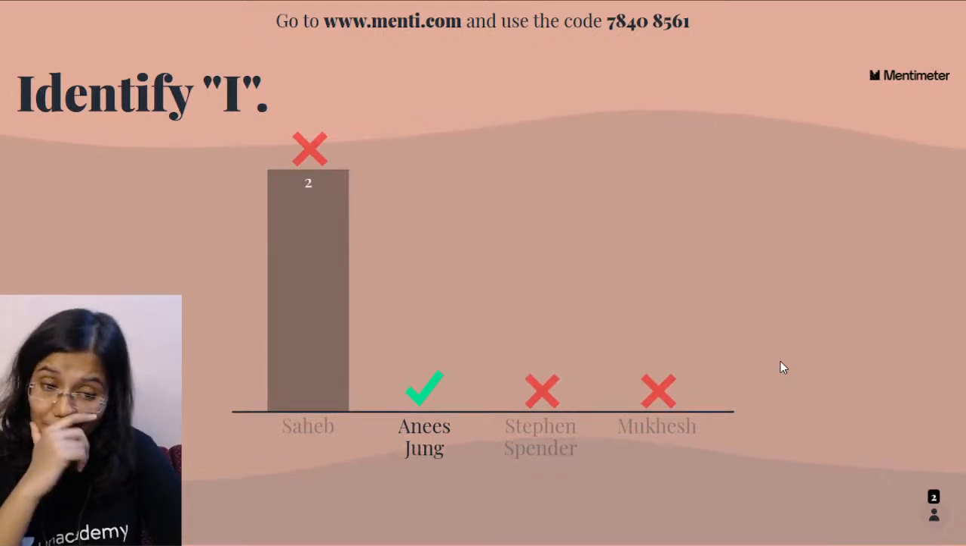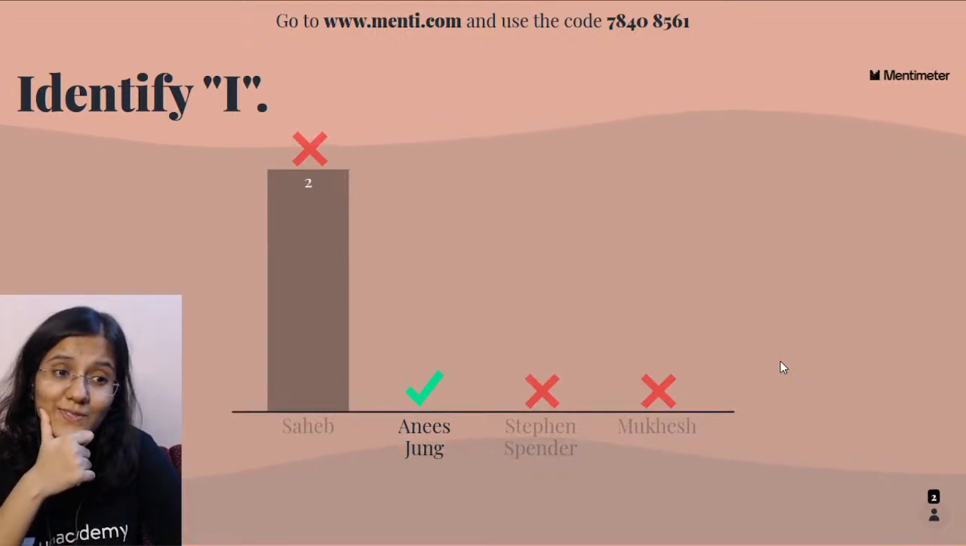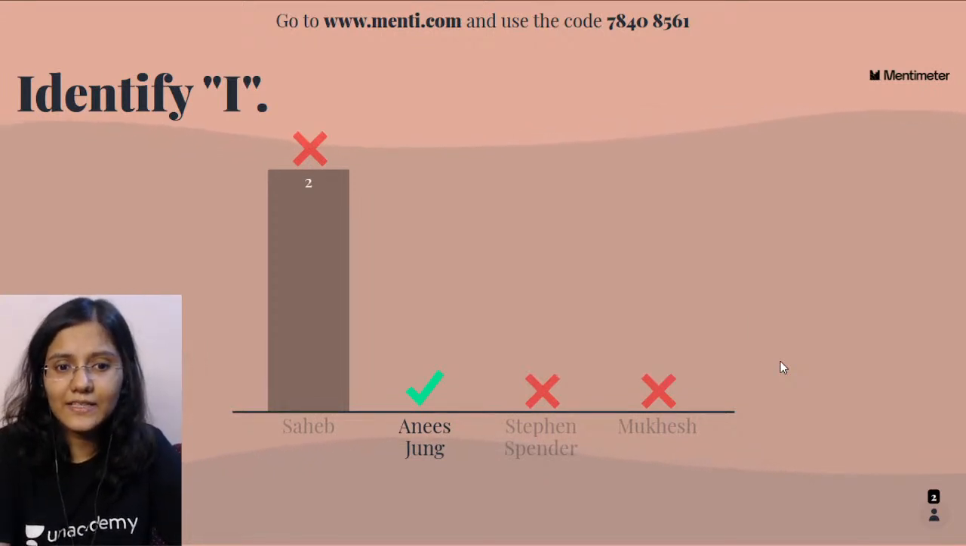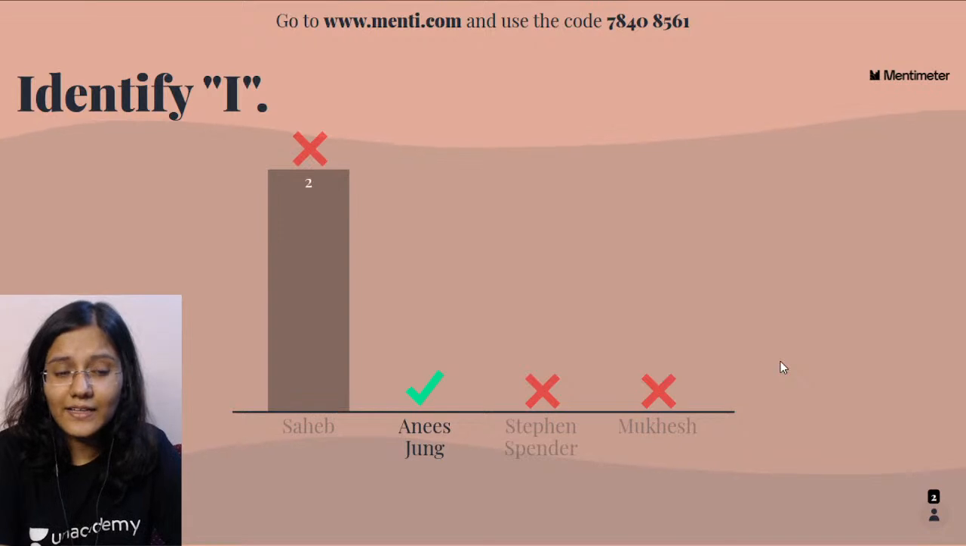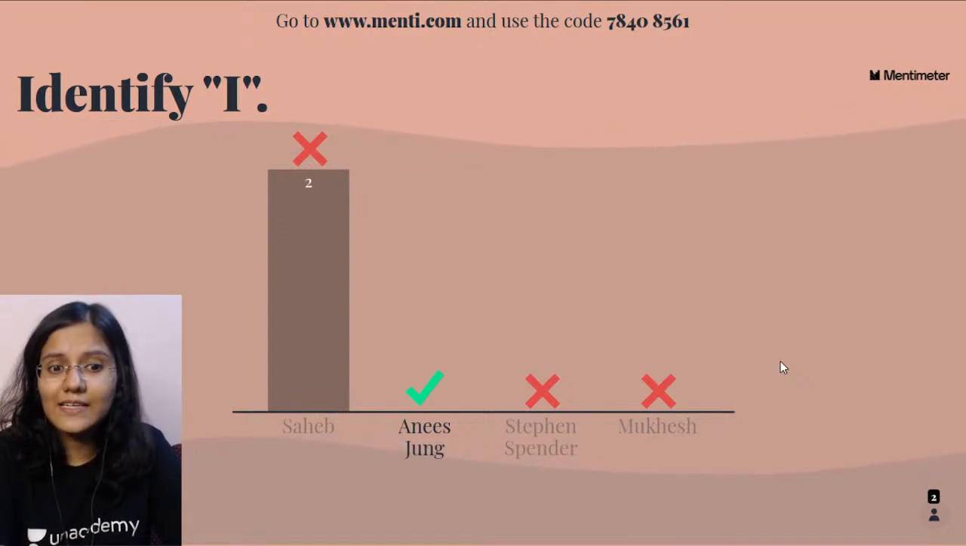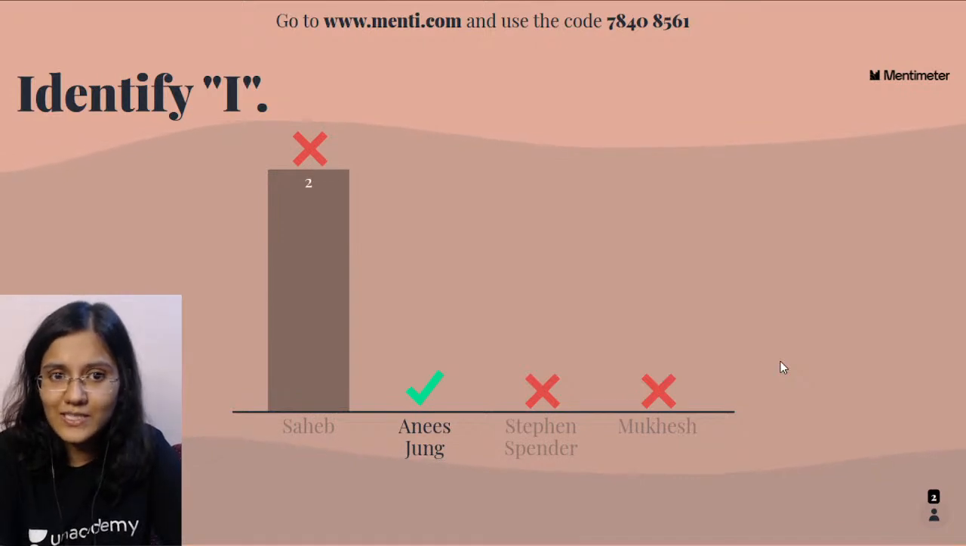Okay, both the frog and the mouse got this one wrong. I in this paragraph is the narrator. And the narrator in this case is the author of the piece. So it's Anees Jung who is speaking to us as I.